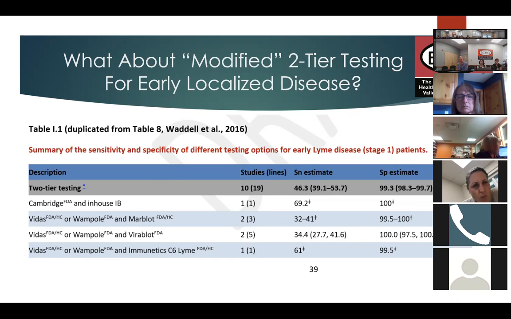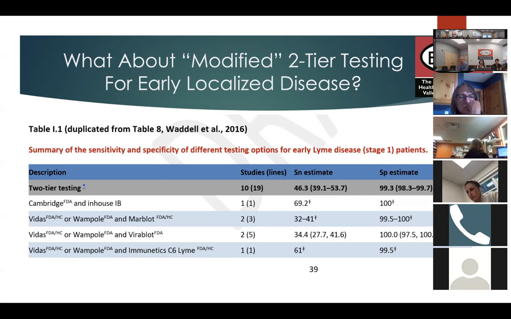And so these are different types of EIA tests, and the FDA and the HC there are telling you that they're FDA approved to diagnose Lyme. So these are real tests. They're not like crazy tests somewhere. And there's one I think that says HC, that means the Canadian FDA equivalent also has approved these tests.